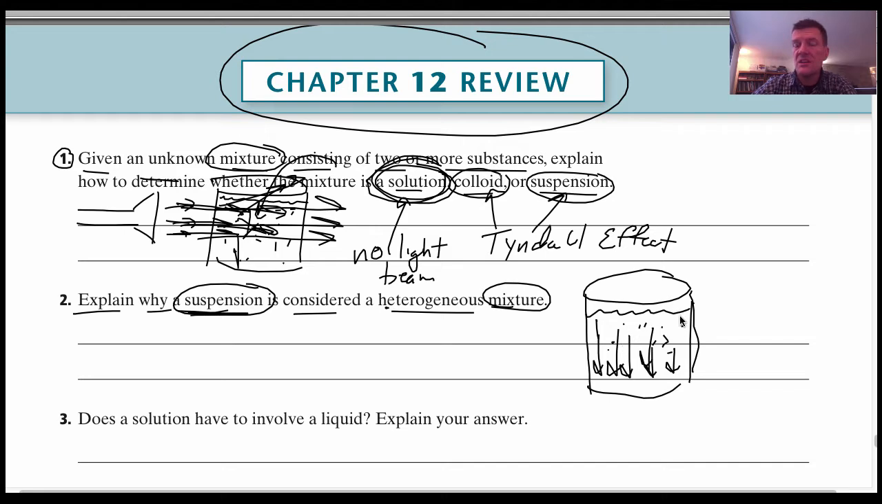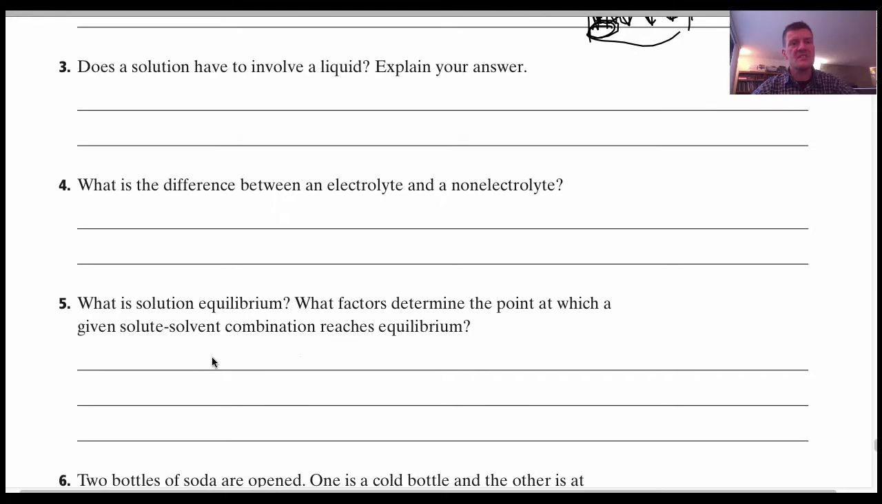And so if you were to take a sample from this area right here in the solution, or I shouldn't say solution, but in the suspension, that's going to look a little bit different than if you were to take a sample of the suspension down here at the bottom. It might have larger particles down there. So heterogeneous means it is a different kind, different throughout the particular suspension. All right, number 3 says, does a solution have to involve a liquid?